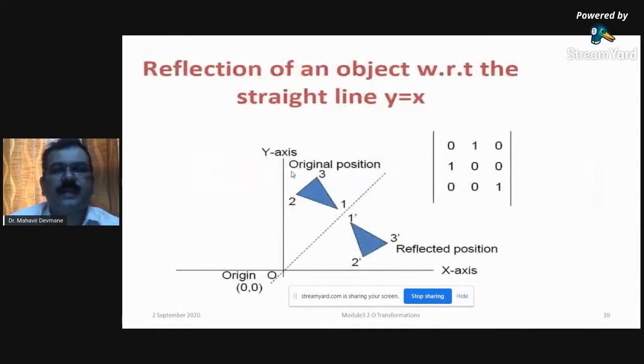Now we come to the next point, that is reflection with reference to the line y equal to x. So when we are performing reflection with reference to this particular line y equal to x, this original object is reflected here, right? So the x and y coordinate values are just changed. So it is represented by 0 1 0, 1 0 0, 0 0 1. Okay. So x and y values are just swapped.